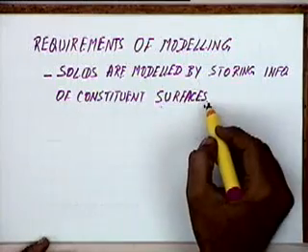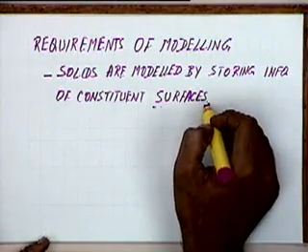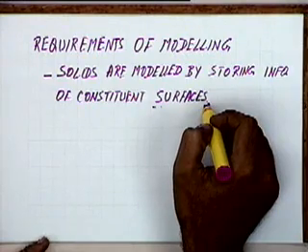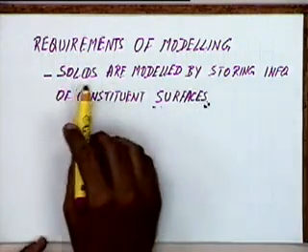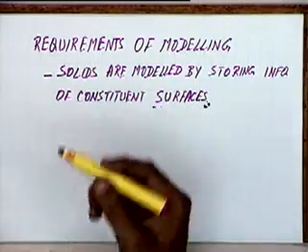Because my different features will be on the surfaces. If I have a hole or a slot or a groove, they will all be on the surfaces. So all my surfaces will play an important role in defining the solids. So we say that solids are modeled by storing information of constituent surfaces.